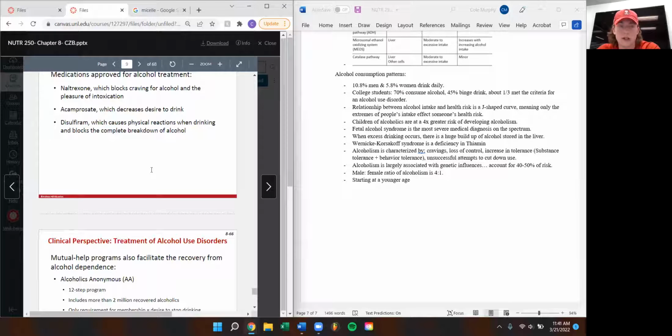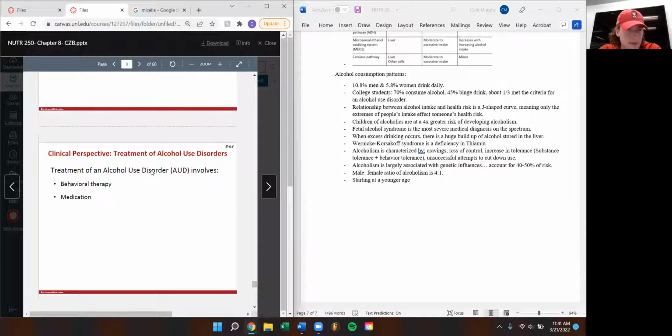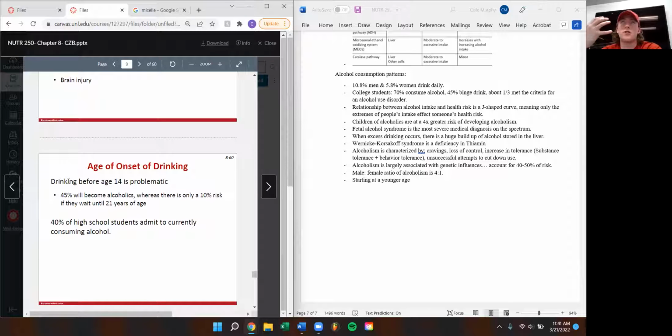Then starting at a younger age. I'm trying to look for the slide that talked about it. I think I passed it, but okay, right here. The earlier you start, the more likely it's going to be a problem when you're older, because your brain is developing and you will develop those drinking behaviors at a younger age. You'll latch onto those behaviors and do it more often. Drinking before age 14 is problematic: 45% will become alcoholics, whereas there's only a 10% risk if they wait until 21.